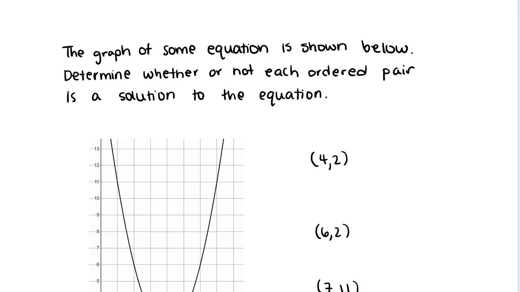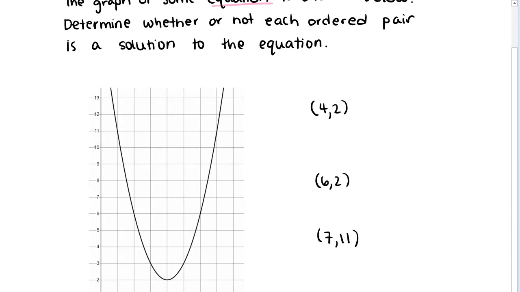So in this next example, we're given the graph of some equation. Right? We don't have that equation, we're not given an equation, but we're given the graph of some equation. And we want to determine whether or not each of these 3 ordered pairs is a solution to the equation.